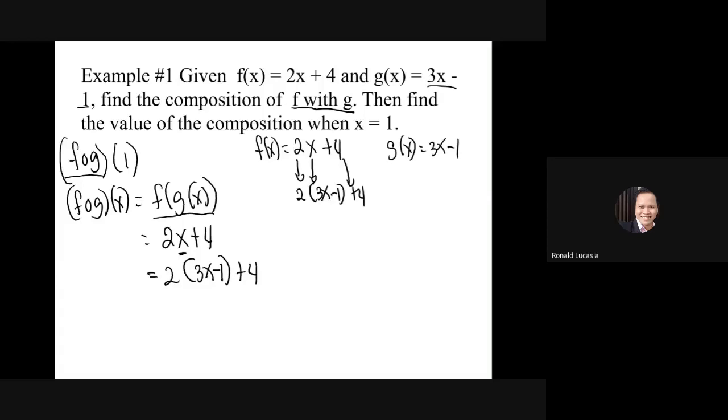Then we can simplify now using distributive property as 2 times 3x, that's 6x. 2 times negative 1, that's negative 2. Bring down 4. Tapos meron ka pang ma-simplify dyan.